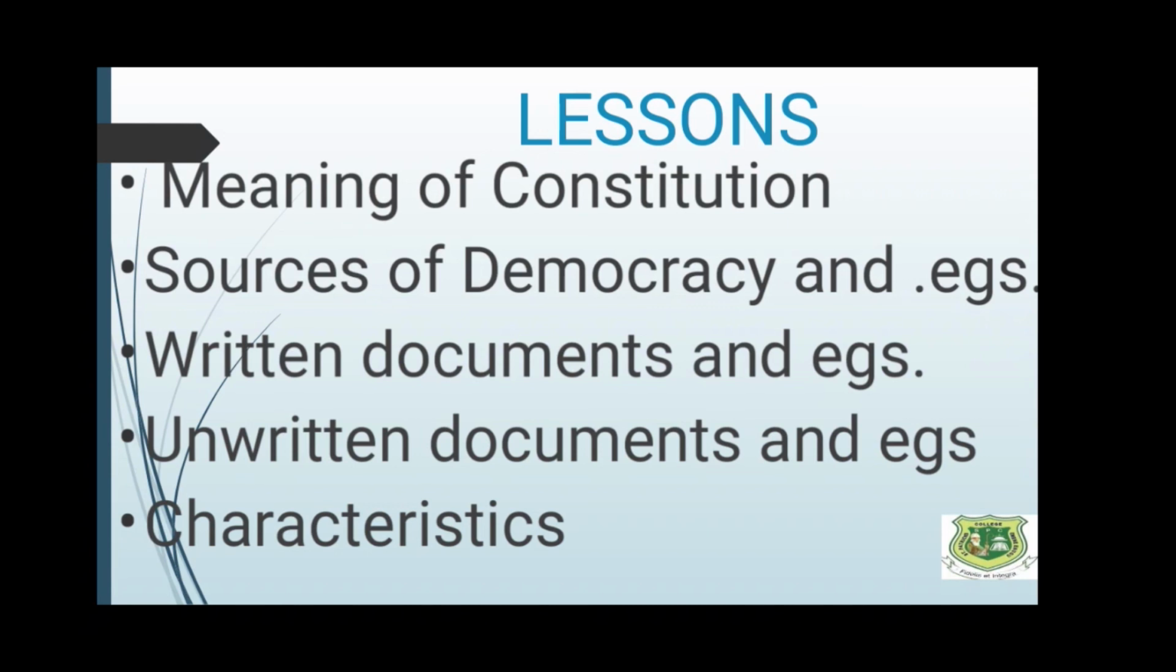Summary. In this topic, we have learned that a constitution is the supreme law document of a country which spells out how the country is to be governed and organized. We have here the definitions of a constitution, the sources of a constitution, examples of types of constitution, and the attributes and characteristics of a constitution.